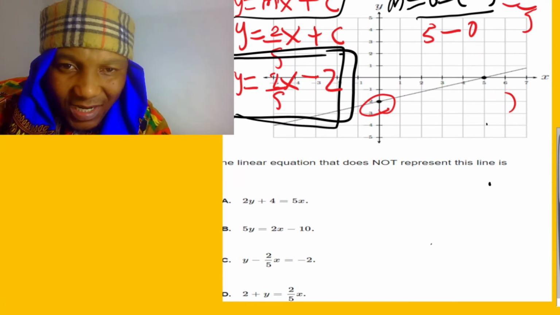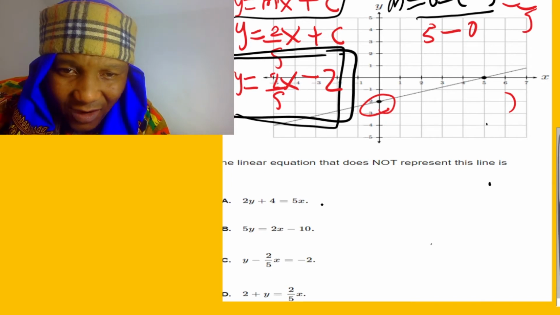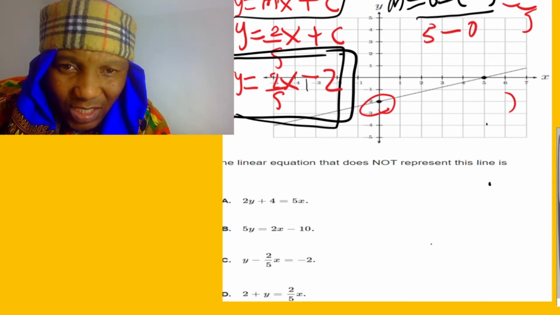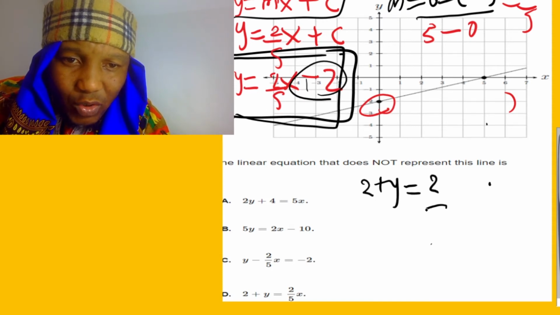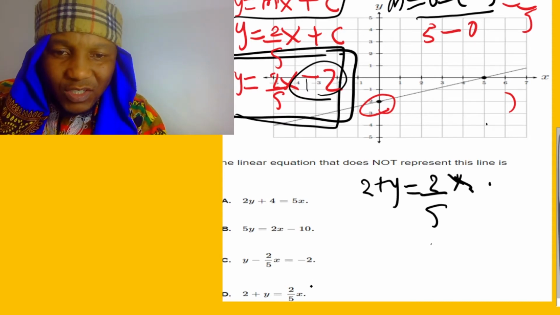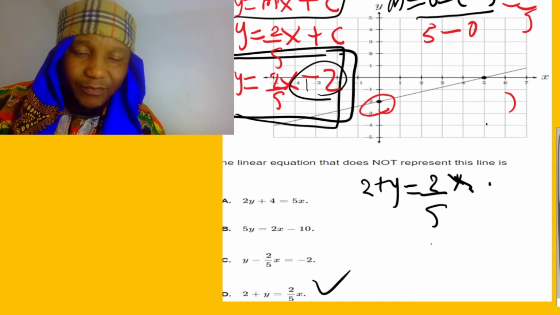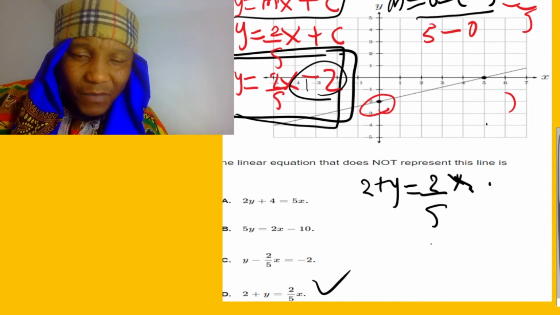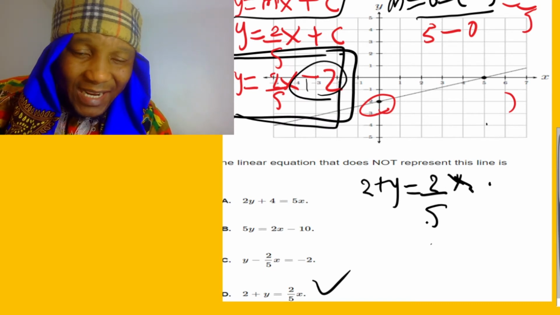So look, I want to compare with these, so I take the 2 over. If you take 2 over, it's going to become positive 2, because this is negative 2. Positive 2 plus y equal to 2 over 5 x, which is the last option. So this is true. See what I'm saying? And also, I could have said, I'm just playing around here, right? Look, I can make linear for all this question.